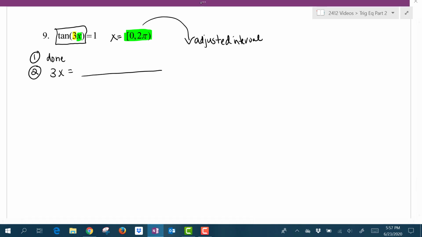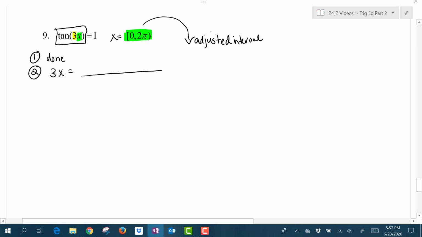Okay, so for the adjusted interval, we are going to take the given interval for x between 0 and 2 pi, and what we're going to do is multiply everything by the number that's in front of x. So I'm going to multiply through by 3. So the adjusted interval, we're going to solve for 3x between 3 times 0 is 0, 3 times 2 pi is 6 pi.